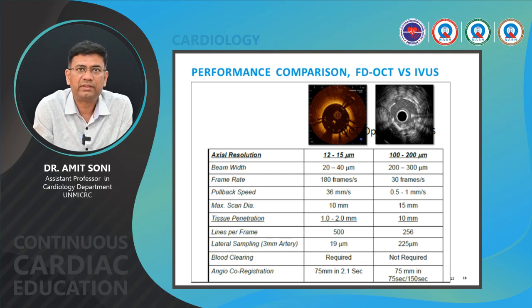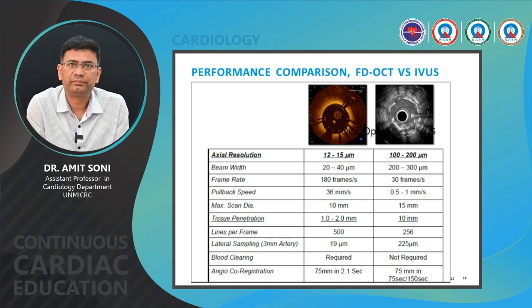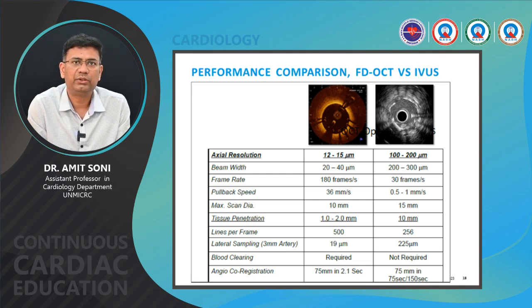Tissue penetration obviously is less in OCT, and 5 to 10 times more in IVUS. Lines per frame is 500 compared with 256 lines per frame. Lateral sampling is merely 19 micrometer in OCT compared with 225 micrometer in IVUS. Blood clearing is required in OCT, while blood clearing is not required in IVUS. Angio co-registration is 75 millimeter in 2.1 seconds in OCT, and 75 millimeter in 75 seconds in IVUS.